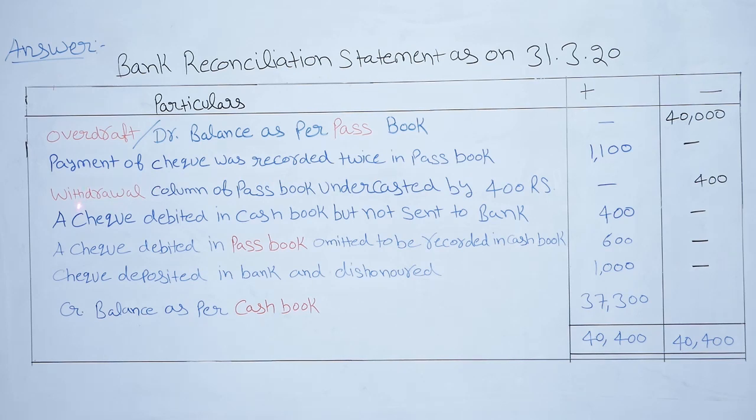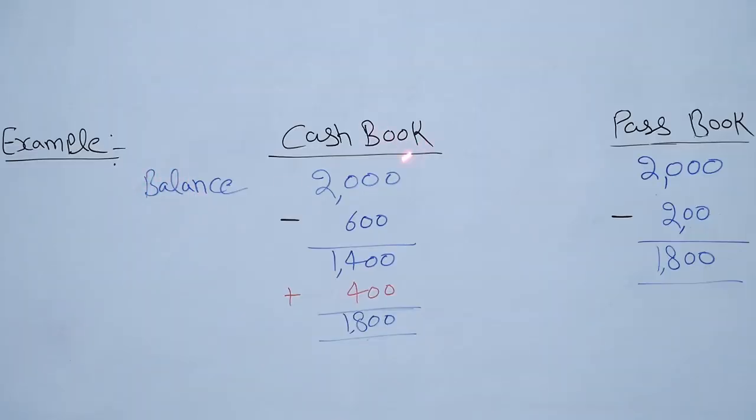Next we will understand withdrawal column of passbook undercasted by 400 rupees. Withdrawal column means payment column. Undercasted means something which is written less. Suppose balance as per cash book 2000, balance as per passbook 2000. Withdrawal column of passbook undercasted by 400 rupees.